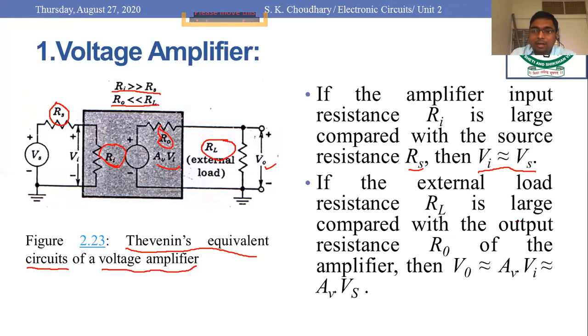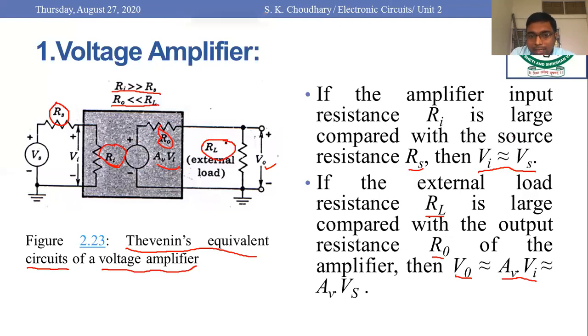And the second condition is what? The second condition is that the external load resistance RL is large as compared with the output resistance R0. So RL is very much larger than R0. What is the benefit of this? The benefit is that your output voltage, meaning the voltage drop across RL, would be equivalent to AVVI. AVVI is the voltage across this dependent voltage source.